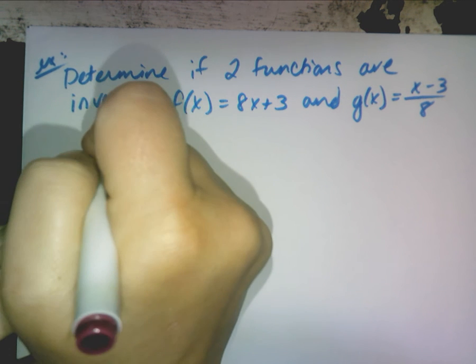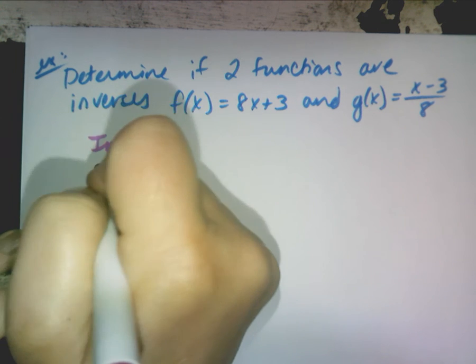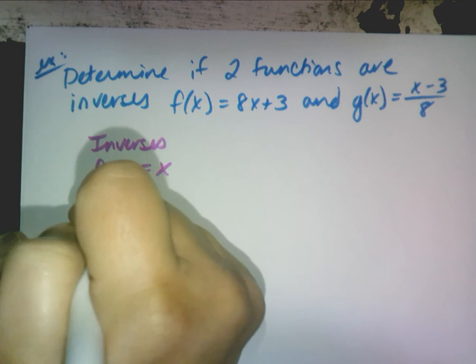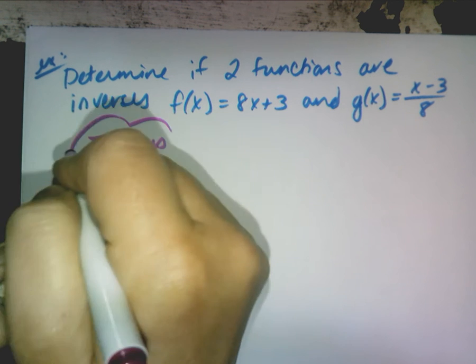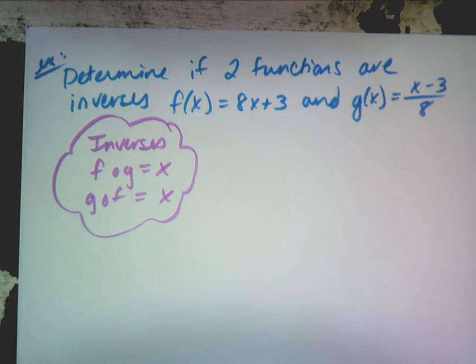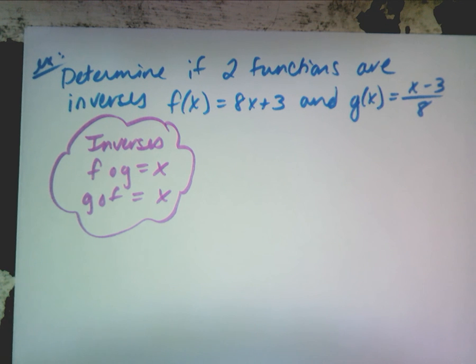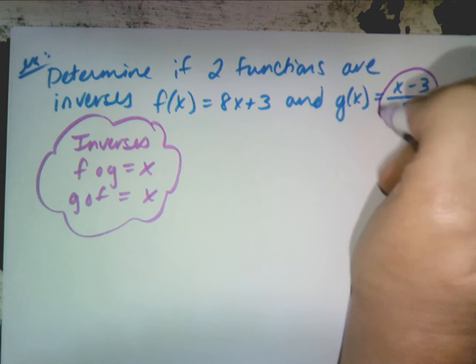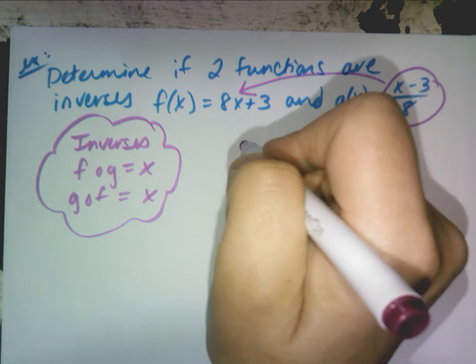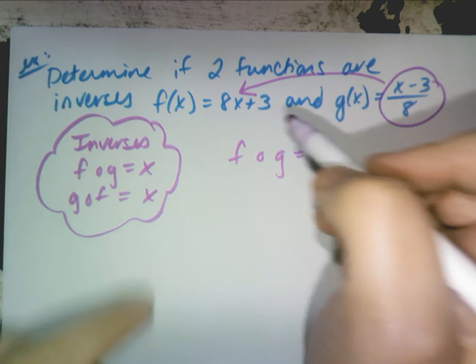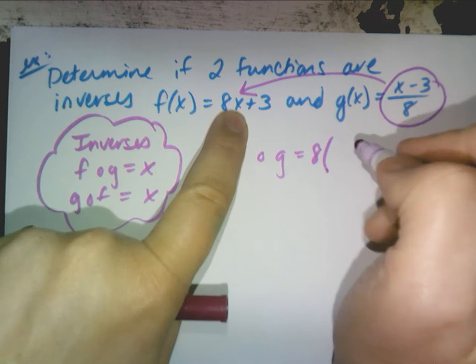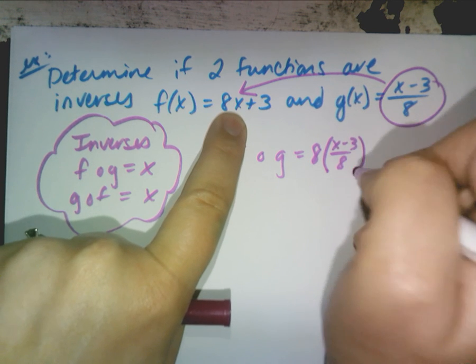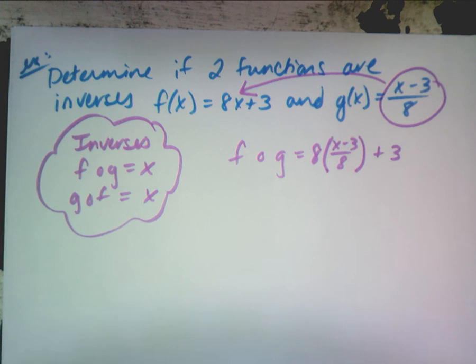To determine if they're inverses of each other, if they are inverses, the f of g equals x, or the g of f, actually. If you are inverses of each other, your f of g will equal x. Then you have two functions that are inverses. So it doesn't matter whichever way you want to go. I'm going to do f of g because I'm just used to that. So I'm going to say 8 times x minus 3 over 8, because that's what my x is now, and then add 3. And I'm going to make sure that I get out an x, not a negative x, not an x over 2, just x.